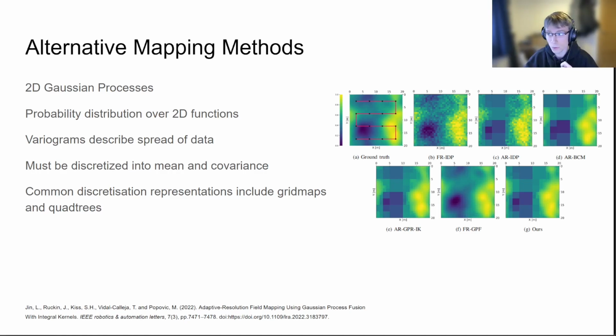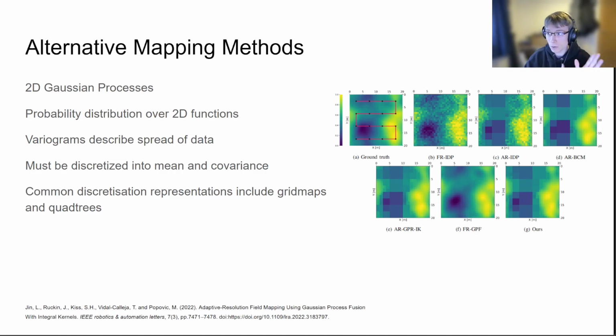So in order to view this, it has to be discretized into mean and covariance, so you can sample from the GP. If you wanted to produce a map of the field, you'd have to sample and produce a representation. The two most common methods are grid maps and quad trees. A grid map is very simple. You just sample at a fixed distance across the whole field, and then you produce an image.